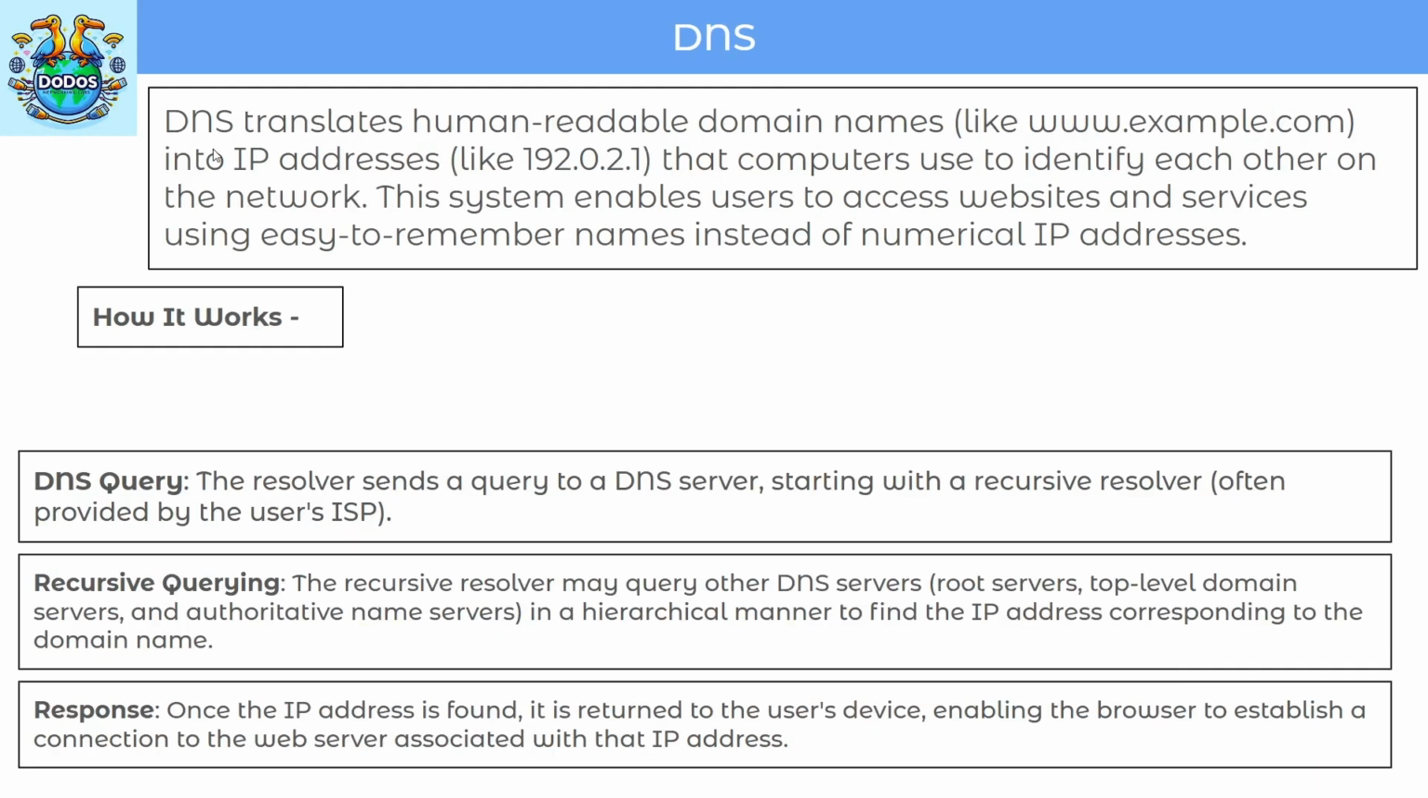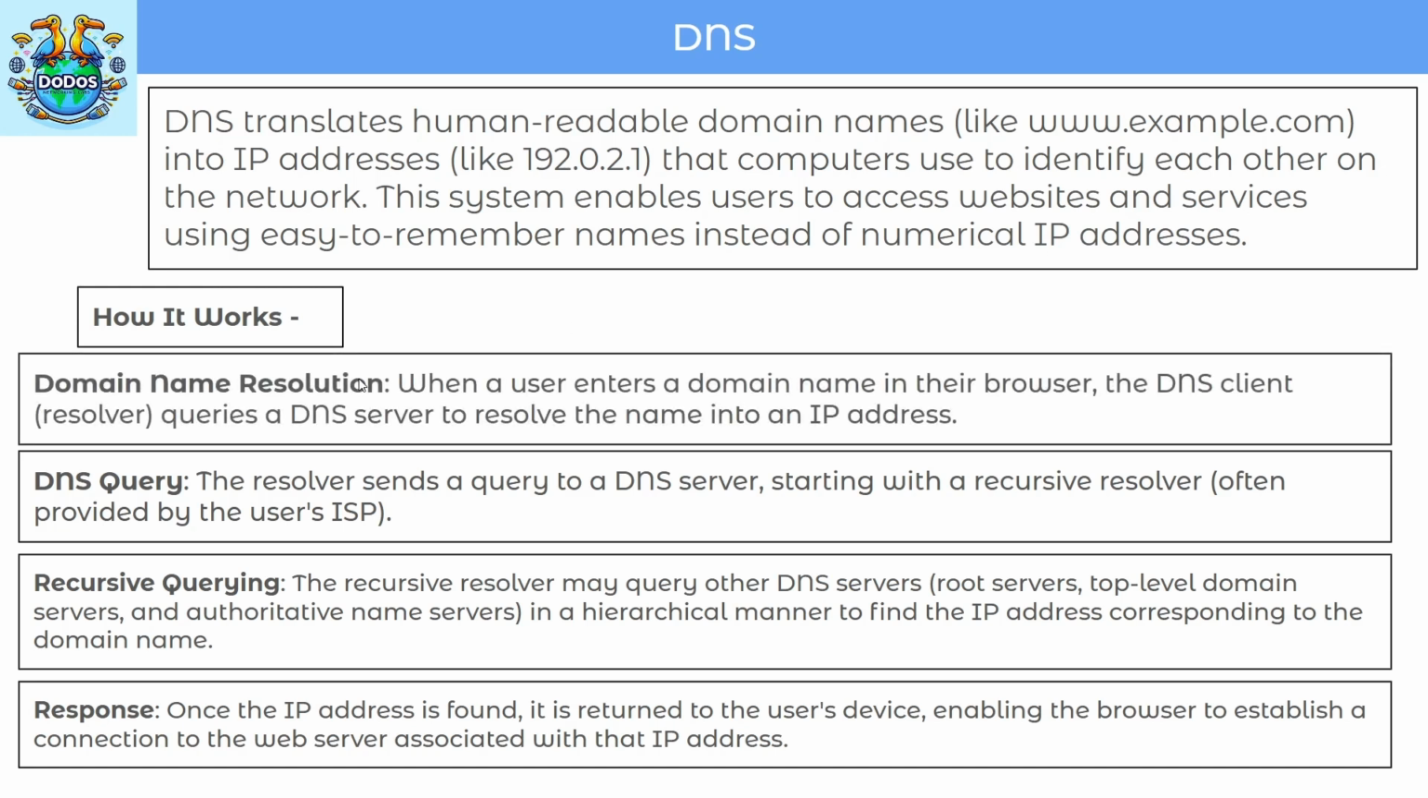DNS is what translates human readable domains like, say, www.google.com into IP addresses like 192.0.2.1. And this is what computers use to identify each other on the network, right? IP addresses. But DNS makes them into names so we can read them. This system enables users to access websites and services using easy to remember names instead of numerical IP addresses. So how it works, similar.